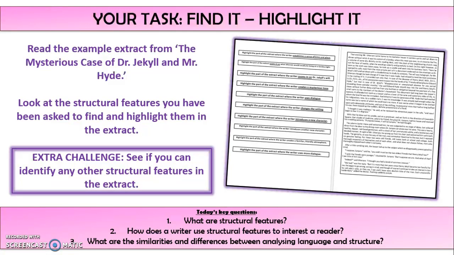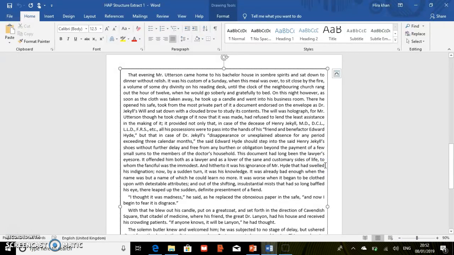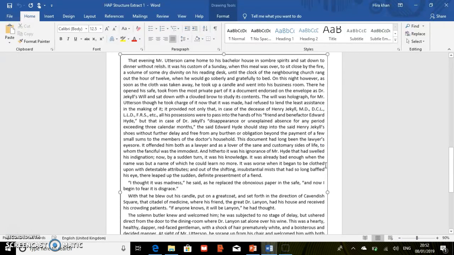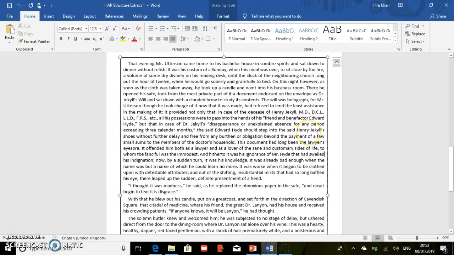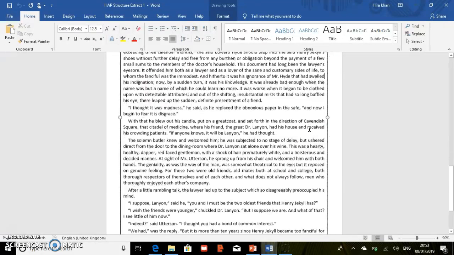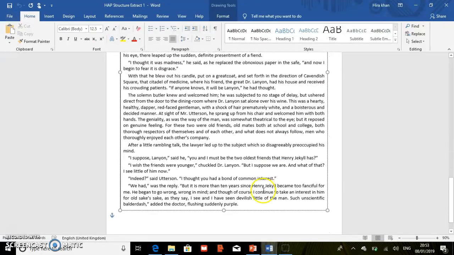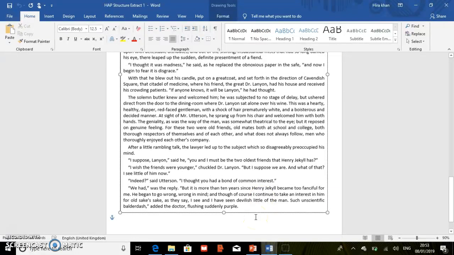Once you've done that, read the example extract from Dr. Jekyll and Mr. Hyde. And today's focus, like I said, is looking at structural devices. So what you need to do is you need to find them and highlight them in the extract that I'm going to show you now. So it might be easier for you to find it in your own version of the novella, starting with that evening Mr. Utterson came home, and it ends with flashing suddenly purple.